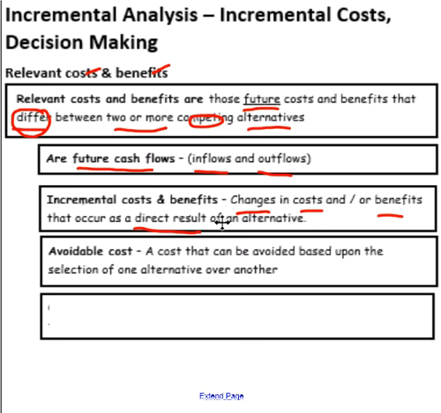Now let's look at the next item, a type of incremental cost we call an avoidable cost. This is a cost that can be avoided. If we pick an alternative, we're not going to have to make an outlay. That cost can actually be avoided based upon the selection of one alternative over another. So if under one alternative I have to pay $100 a month for something, and under the other alternative I don't have to pay for it, I can say that $100 is an avoidable cost.